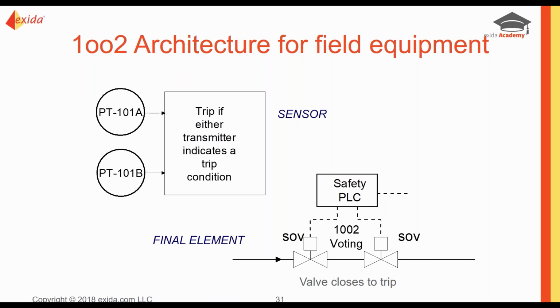So what does this look like in real life? Well, let's say for a sensor, you have a pressure transmitter: pressure transmitter 101A and pressure transmitter 101B. If you have a 1 out of 2 architecture, if either of those trip, it will indicate a trip condition. So if either of those sensors notices that there is an issue, it can signal that there's a trip condition, there's an issue, we better take action.